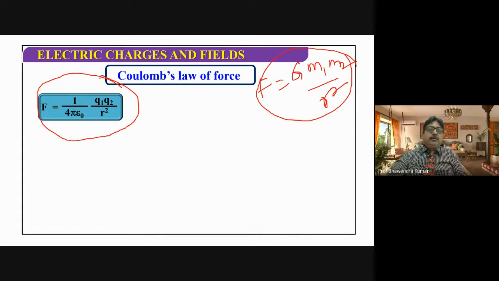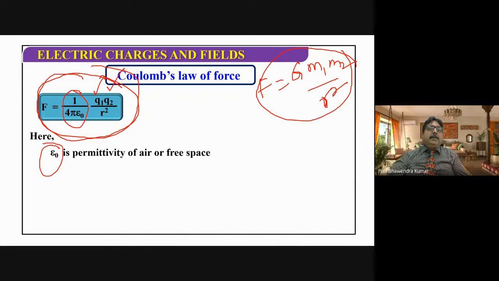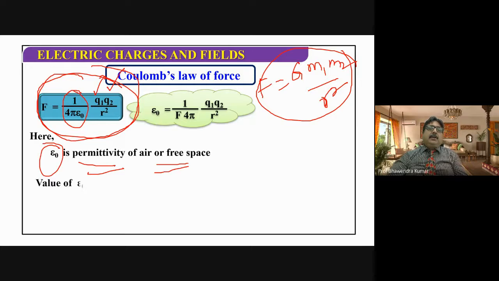Here, if the two charges q1 and q2 are at rest and are point charges separated by distance r, then F is given by some constant, which can be called the Coulomb constant, times q1 q2 by r square. Here, epsilon naught is called the permittivity of air, free space or vacuum. So the constant is 1 by 4 pi epsilon naught, and F is equal to 1 by 4 pi epsilon naught into q1 q2 by r square.